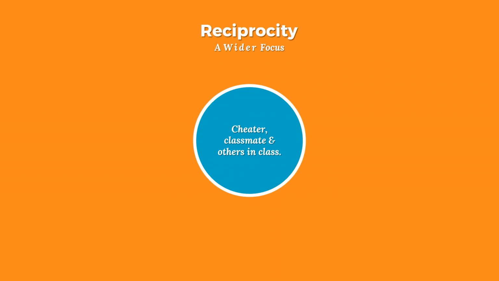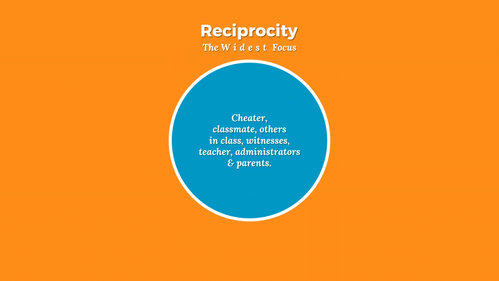A wider focus of view might acknowledge that all the other classmates have been cheated by the possible advantage given to this one student. The widest focus of analysis might include any class witnesses who are affected by what they see taking place. Witnessing cheating is known to encourage others to cheat, which lowers an ethical standard for them. The widest lens would also take into consideration the teacher or administrators, and the cheater's parents if the cheater is caught and the parents are informed.